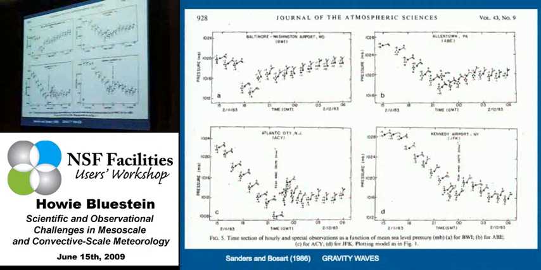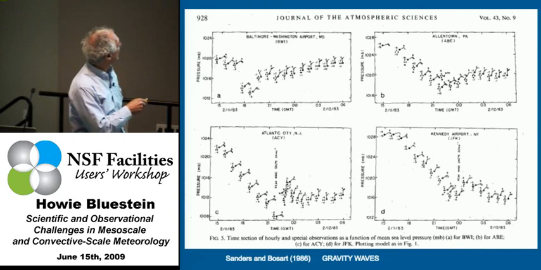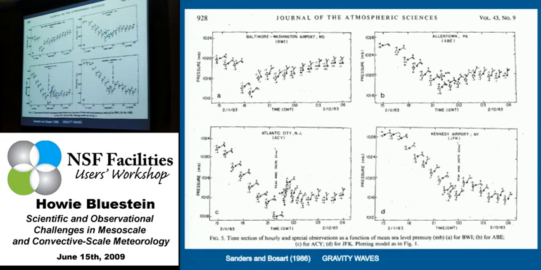Other interesting mesoscale problems involve precipitation. Gravity waves. This is from a paper by Sanders and Bosart. Pressure plotted on the ordinate, time plotted on the abscissa. And you can see that the winds are from the northeast. The pressure goes up, it then plummets, and then jumps up tremendously as the wind shifts. And we see this at a number of different observing stations.